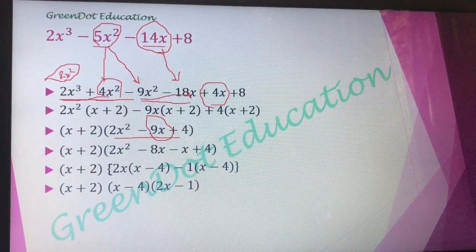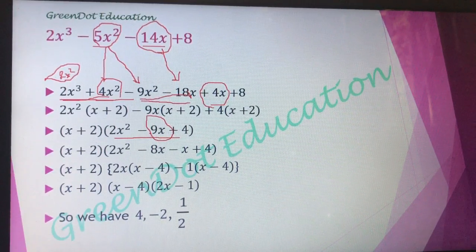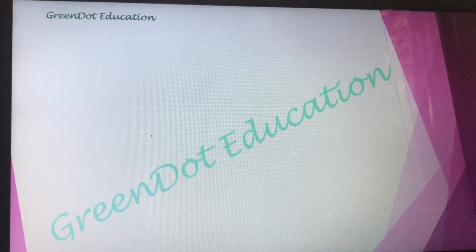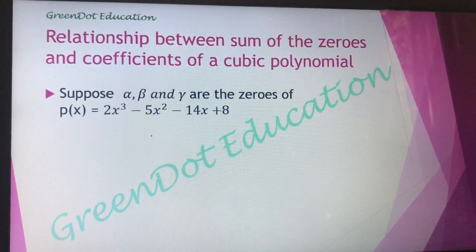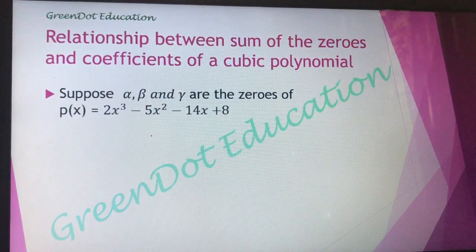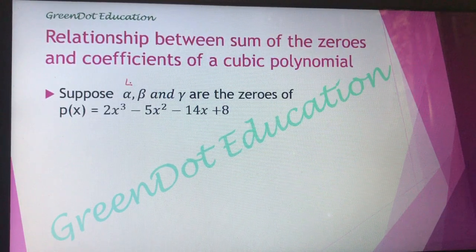So we can say that when we equate them with zeros, we get the zeros, that is minus 2, 4 and 1 upon 2 as the zeros of this polynomial. So now as we have got alpha, beta and gamma, we know that there are at the most 3 zeros of any cubic polynomial. So suppose we take alpha, beta and gamma to be zeros, right? So what zeros did we get in the last term? We got alpha is equal to 4, beta is equal to minus 2, and gamma is equal to 1 upon 2.